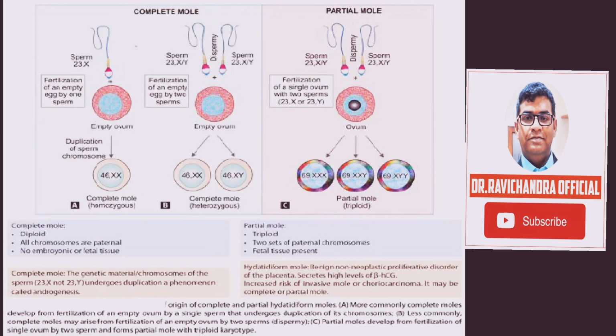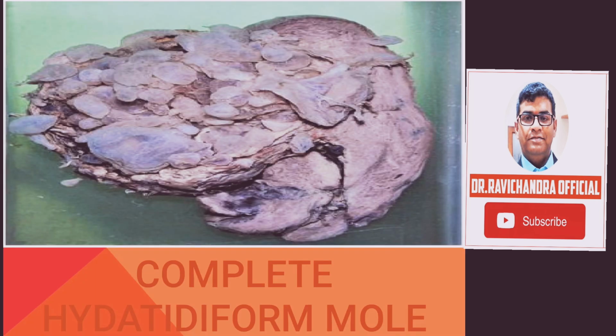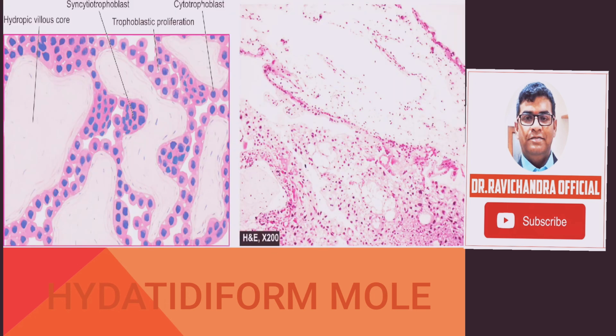Complete mole is diploid, partial mole is triploid. In complete mole all chromosomes are paternal, and in partial mole there will be two sets of paternal chromosomes. There will be no embryonic or fetal tissue seen in complete mole, whereas it is seen in partial mole. Hydatidiform mole gross examination. This is one more picture, and this is a microscopic picture of hydatidiform mole showing hydropic villus core, and there is proliferation of the cells, cytotrophoblast and syncytiotrophoblast.